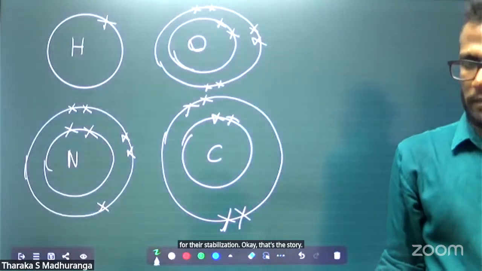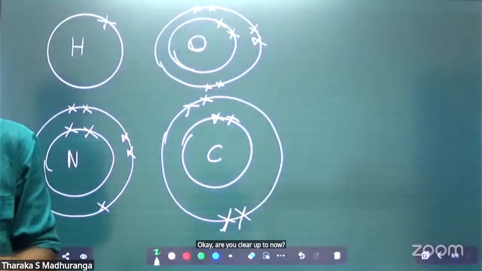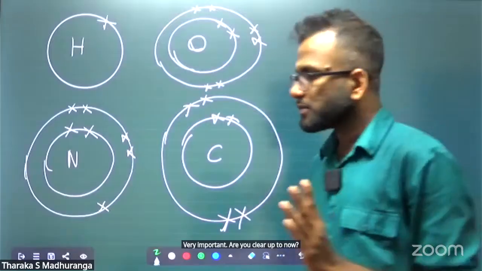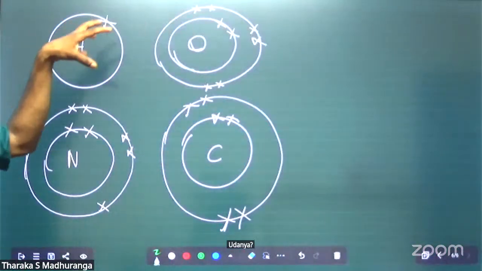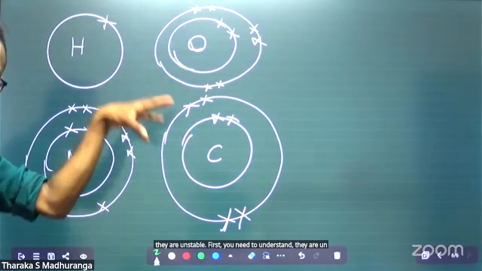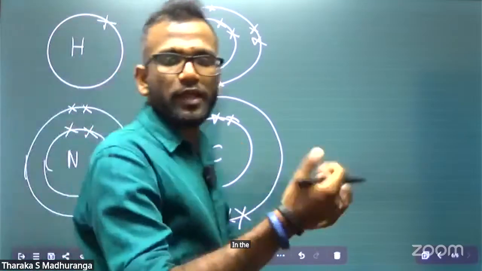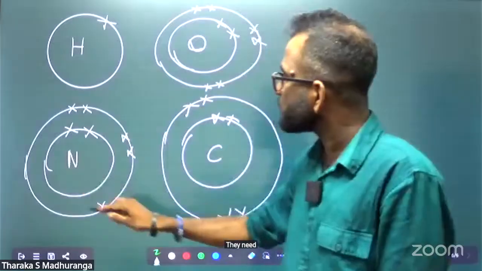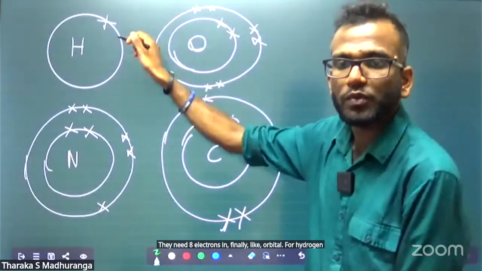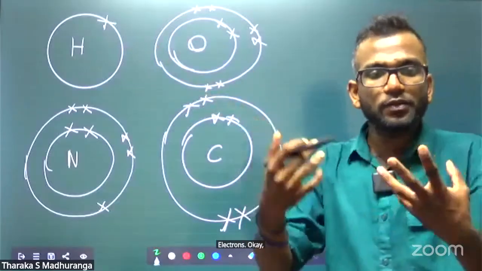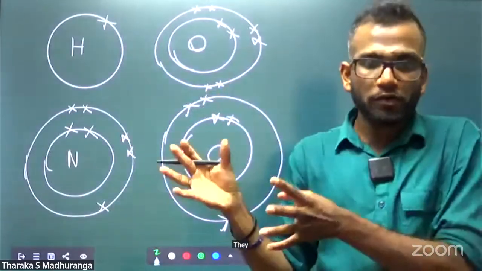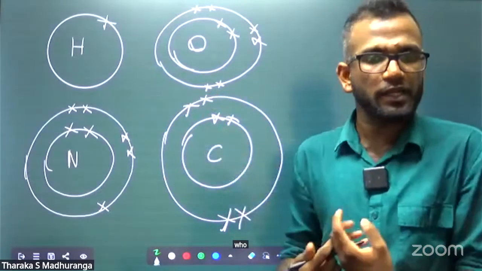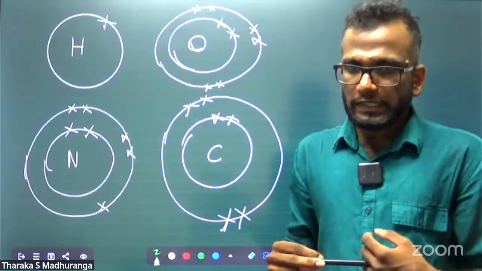Okay, that's the story. Are you clear up to now? Very important. Are you clear up to now? Udanya? First, you need to understand they are unstable. Why are they unstable? In the final orbital, they are not full. To be stable, they need 8 electrons in the final orbital. For hydrogen, they need 2 electrons. So they produce different compounds to keep their stability. Clear, Kabir?